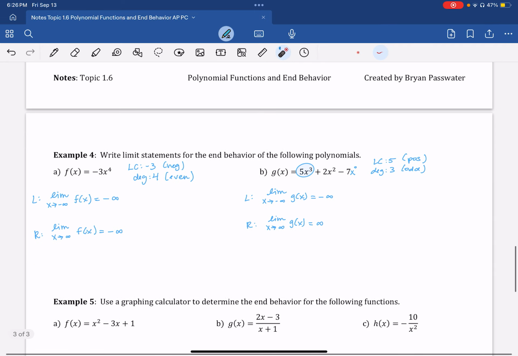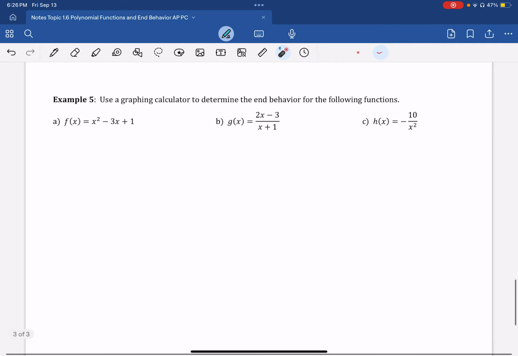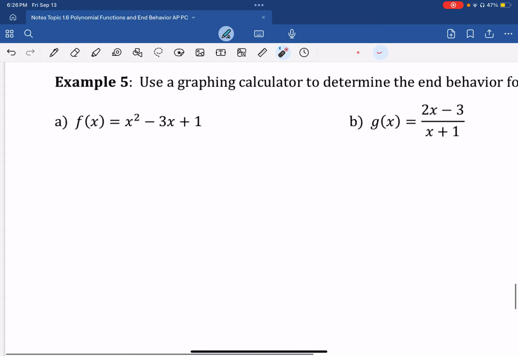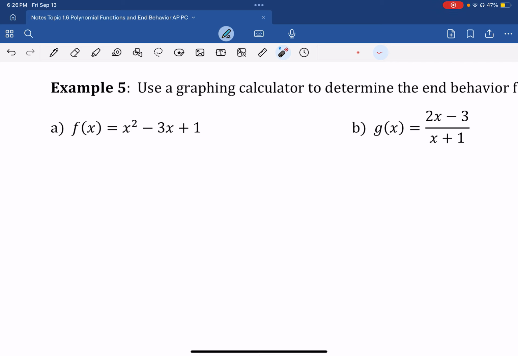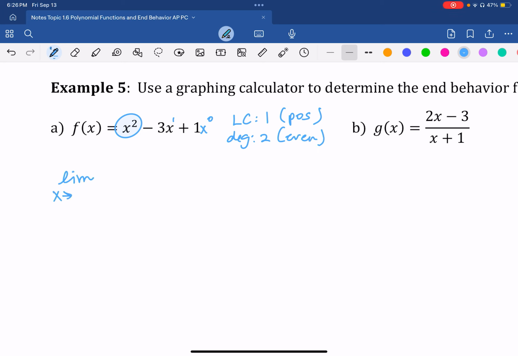Okay, let's try example 5. Use a graphing calculator to determine the end behavior for the following functions. Well, a is a polynomial. I know that 3x is being raised to the power of 1 and this is being raised to the power of 0. So I know my leading term would be x squared. My leading coefficient would be 1, which is a positive number, and my degree, which is 2, is an even number. So let me just write the limit statements first, and then we'll go back and fill in the answers.